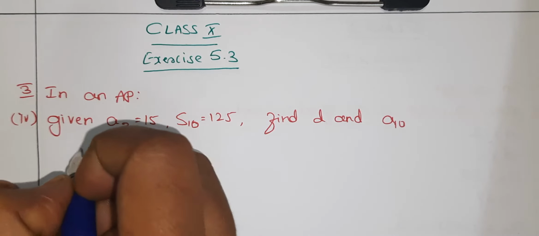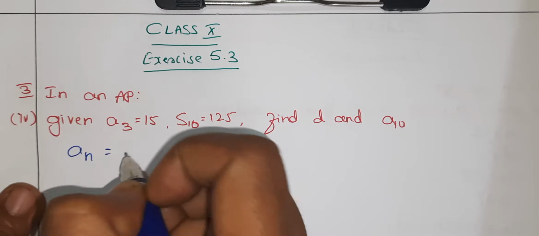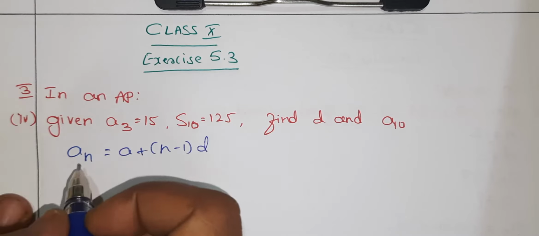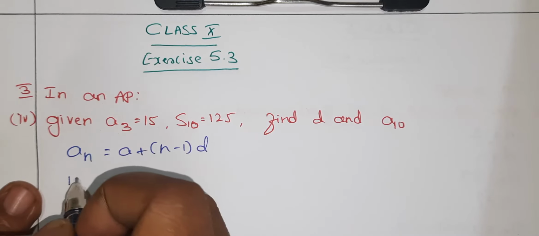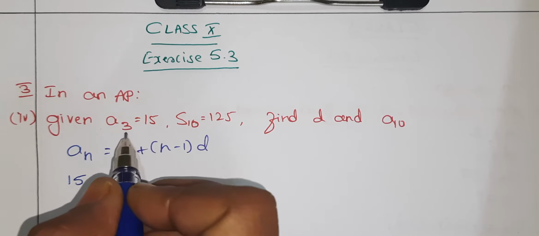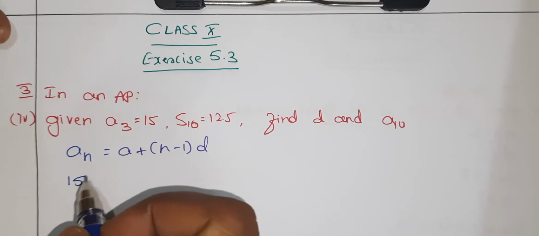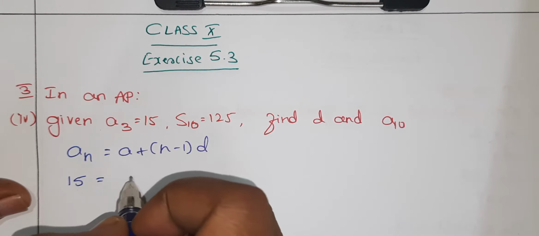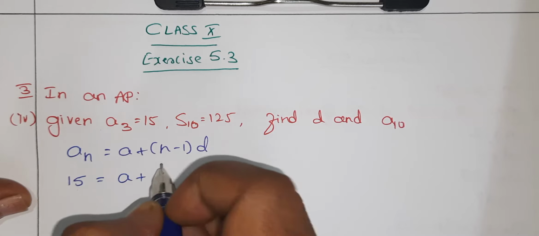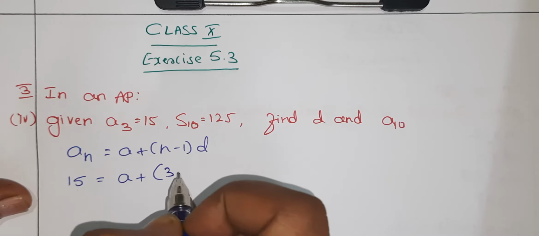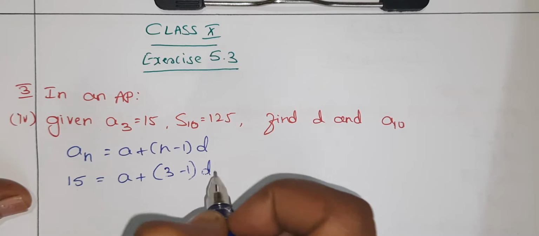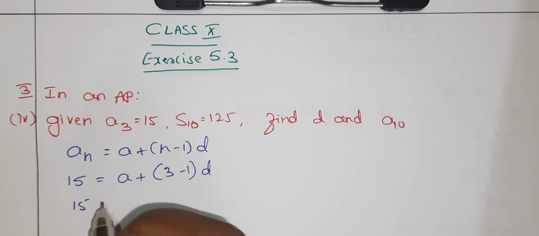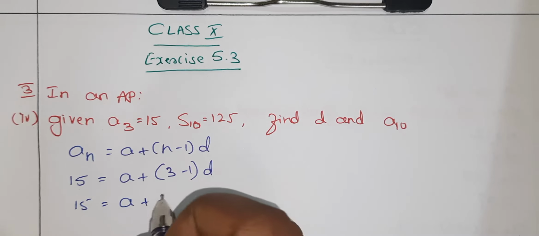Okay, let us write our formula. An equals a plus n minus 1 into d. An is 15, according to this A3 equals 15. We are taking the value 15, and a we don't know. n, let us consider this as 3, minus 1 into d. d also we don't know. And now 15 equals a plus 2d.